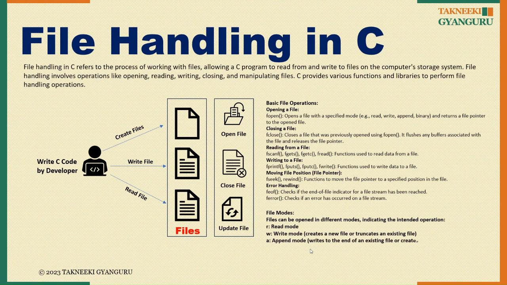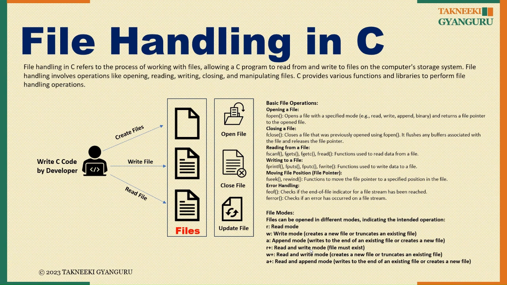And some file modes. The file can be opened in different modes. If I want to open a file in read mode, we mention r. We can only read if we open a file in read mode. Then the write mode is w. When we open a file in write mode, we can create a file and make modifications. We can write some data into the file. Append mode, a, we can write to the end of the existing file or create a new file.